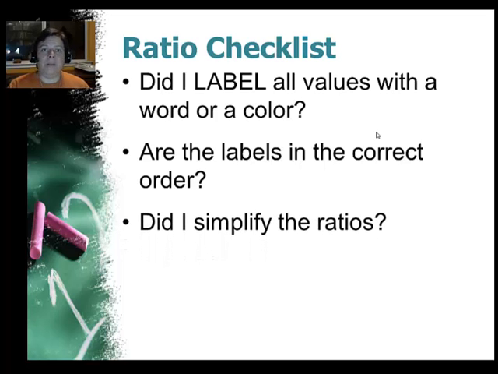Did you simplify the ratios? Remember our first example, we had the ratio of 4 yellow to 12 green, and that actually simplified to 1 yellow to 3 green. The reason it's important to simplify ratios is simplify is simpler. It gets us easier numbers to work with.